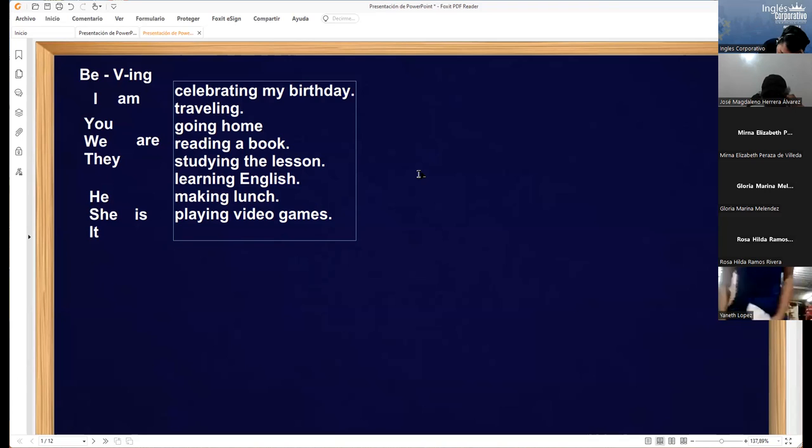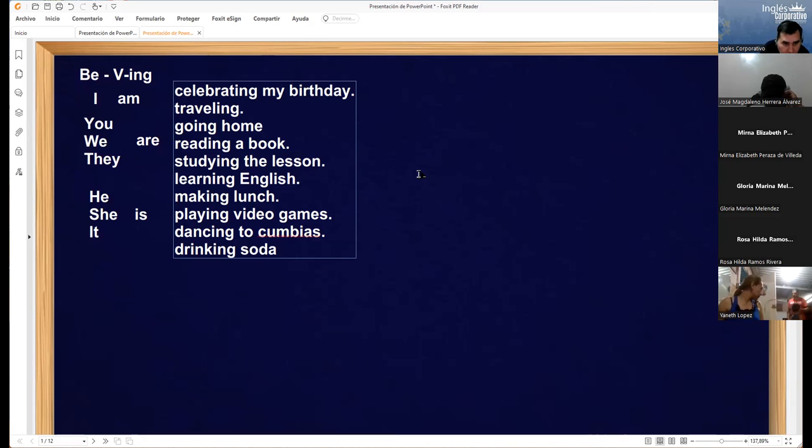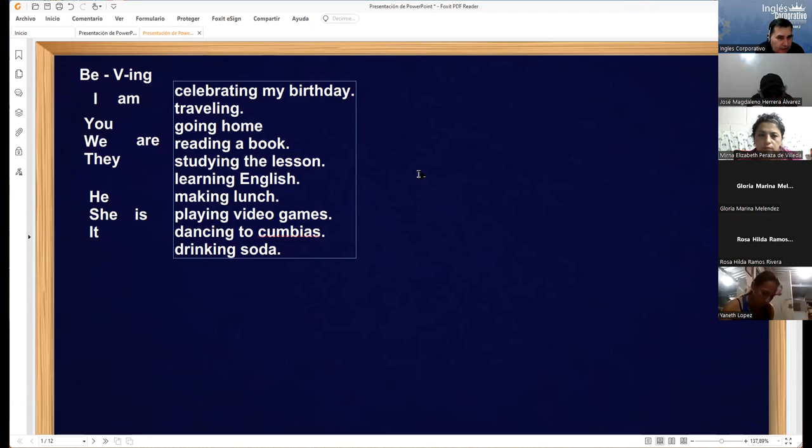Dancing. Okay, dancing now. So you are dancing to cumbias. You dance to the music, right? Okay, you are drinking soda. So I am celebrating my birthday. I am traveling. You are going home. We are reading a book. They are studying the lesson. They are learning English. He's making lunch. She is playing video games. The opposite. He is playing video games and she is making lunch. And it, we don't have it anyways right now, but she's dancing to cumbias and he's drinking soda.